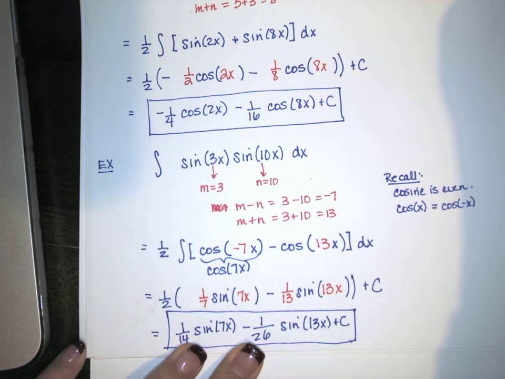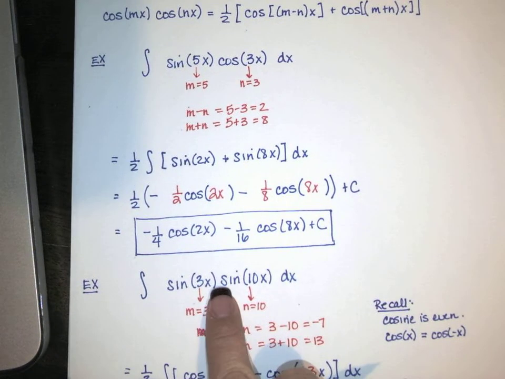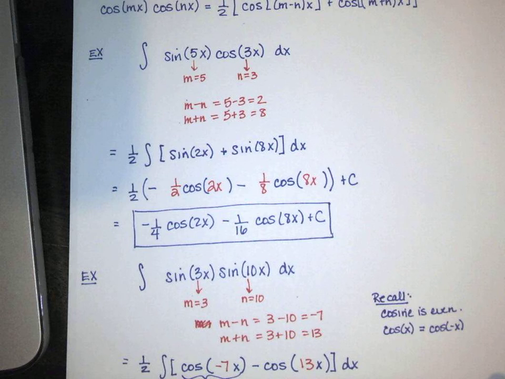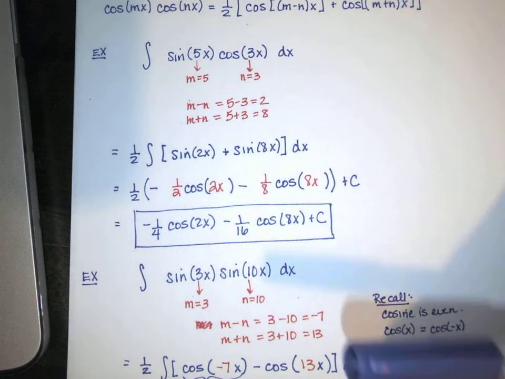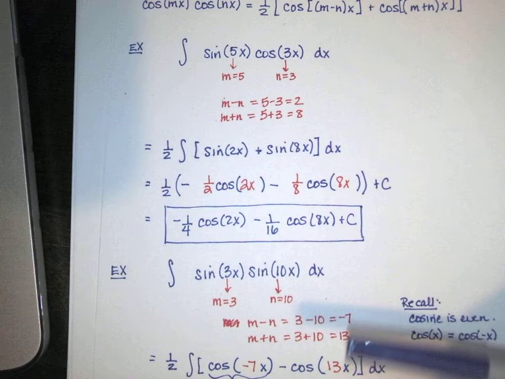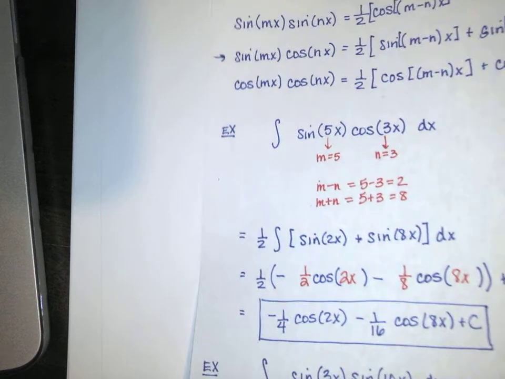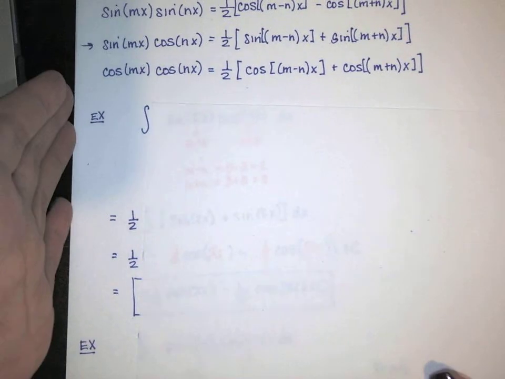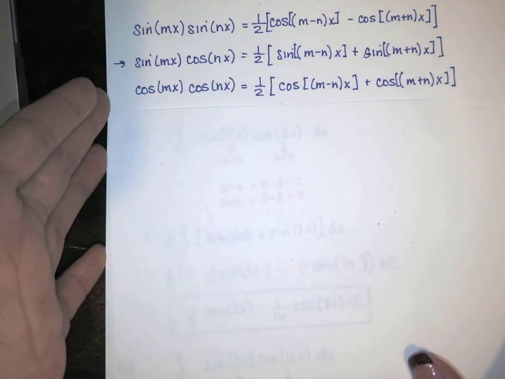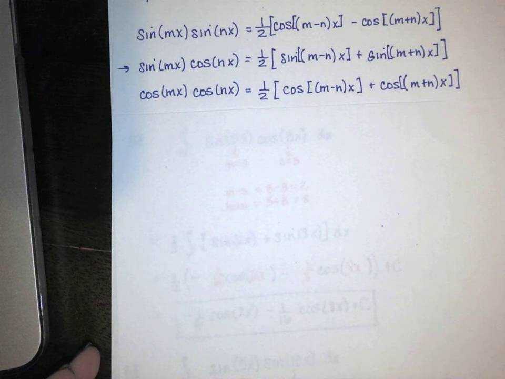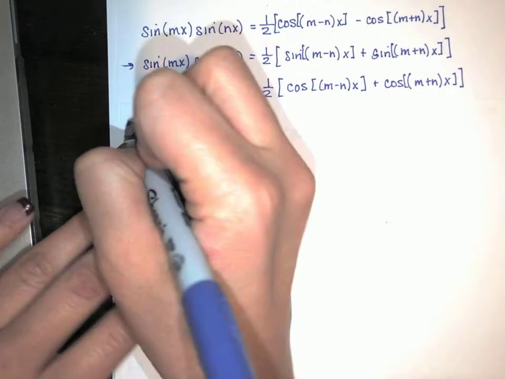So let's do one more. We did a sine times a sine, we did a sine times a cosine, and I guess the last one to do is a cosine times a sine. Don't really even need another example, but why not? Just for practice.